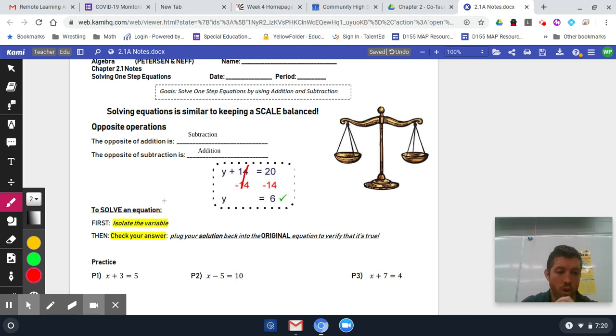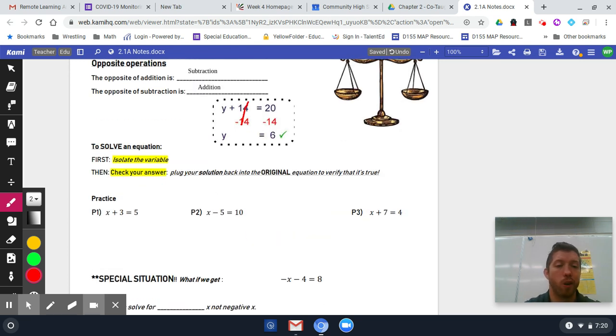So we got some simple steps here. The first thing we're going to do is we want to isolate the variable. Remember, we always want to have our letter by itself. And then we want to make sure we check our answer. The nice thing with algebra is we can always take the answer that we found and put it back in. We can substitute it to find out if the answer comes out true. If it's true, we did it right. If it's false, we messed up.